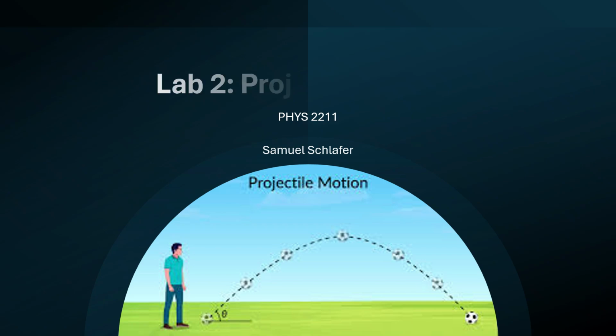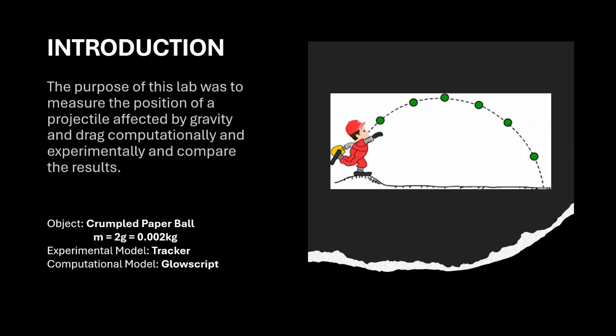Hello, my name is Samuel Schlafer, and this is my Physics 2211 Lab 2 presentation on projectile motion. A little introduction to the lab.